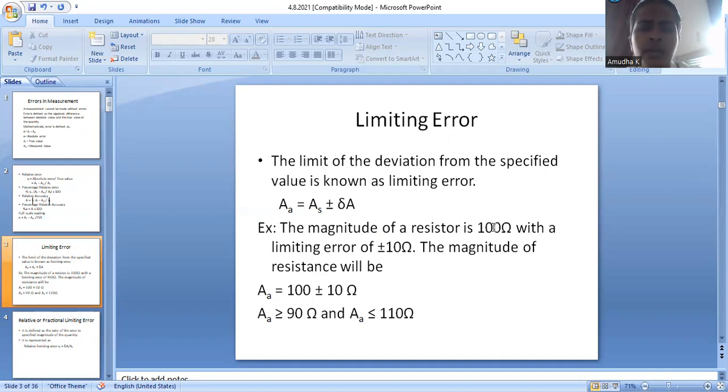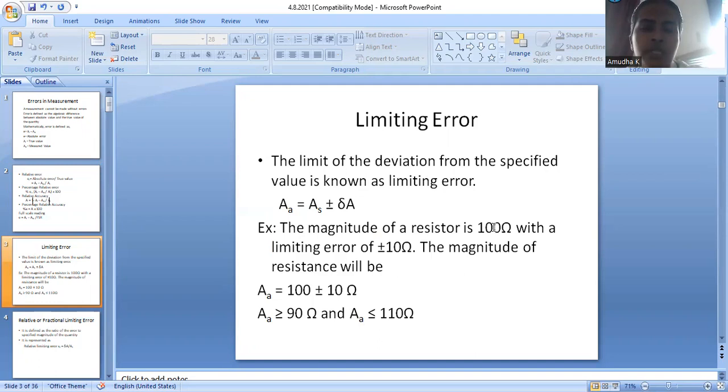Okay. So the limit of the deviation from the specified value. Limiting error is expressed by the letter A suffix A, which is equal to A suffix S, the specified value, plus or minus del into A. The del represents the limiting value.